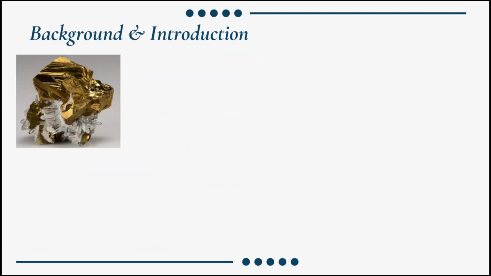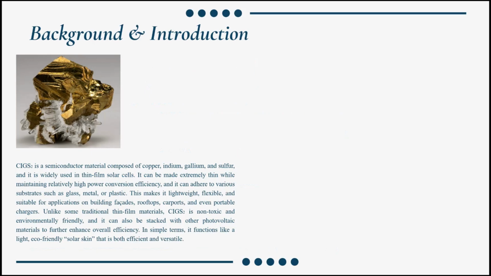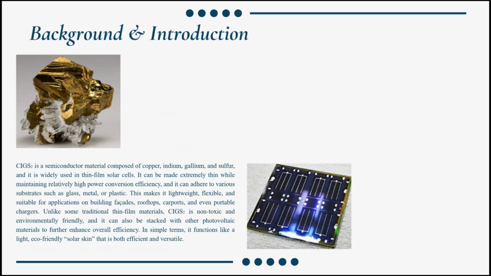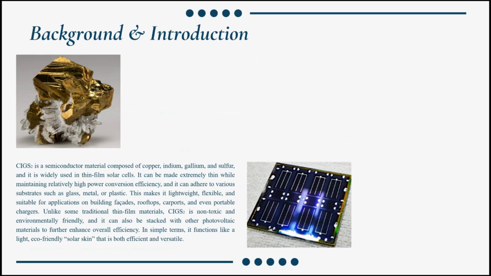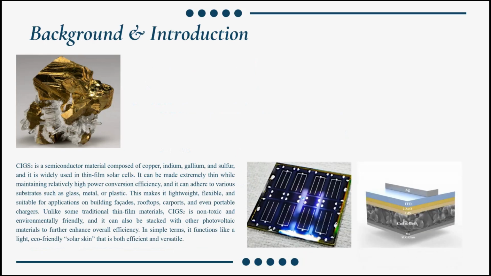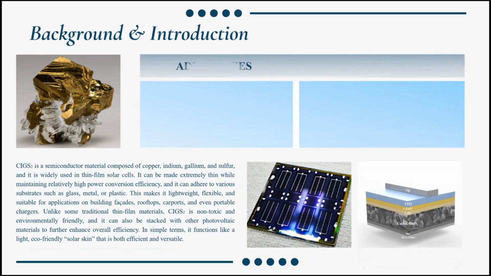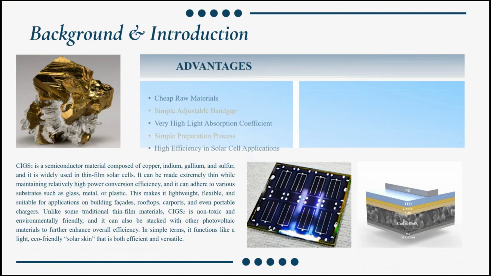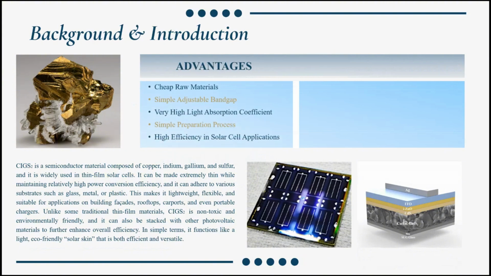Copper indium gallium sulfide is a semiconductor composed of copper, indium, gallium, and sulfur, mainly used in thin film solar cells. It has many advantages. The raw materials are relatively cheap. The band gap is tunable. The absorption coefficient is very high, and the preparation process is relatively simple, which allows for high efficiency.